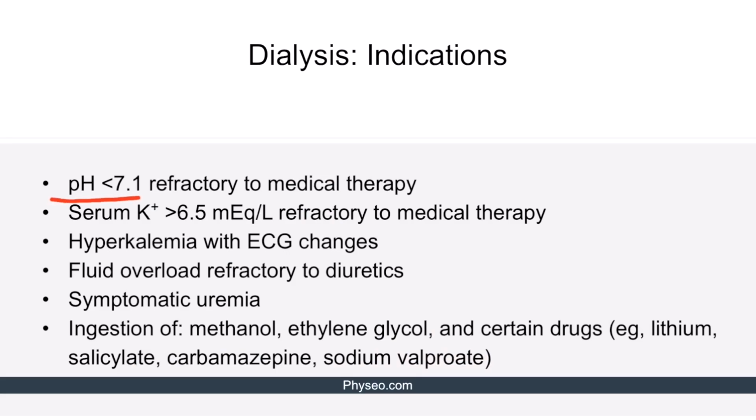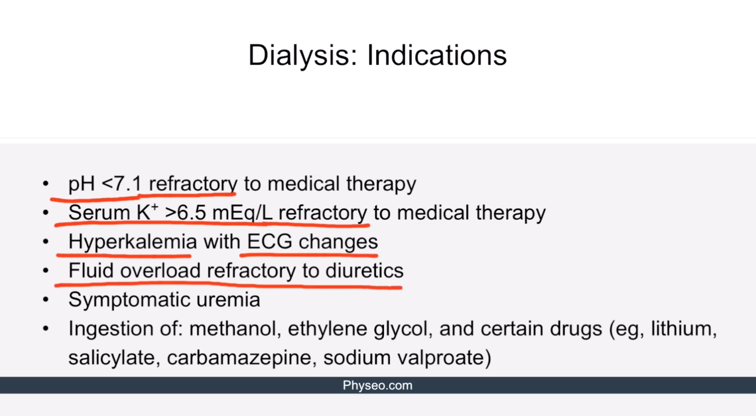pH less than 7.1 that is refractory to medical therapy. Serum potassium level of more than 6.5, which is refractory to medical therapy. Similarly, hyperkalemia with electrocardiogram changes. Fluid overload, which is refractory to diuretics. Moreover, patients with symptomatic uremia require dialysis. And also patients with ingestion of methanol, ethylene glycol, and drugs like lithium, salicylate, carbamazepine, and sodium valproate.